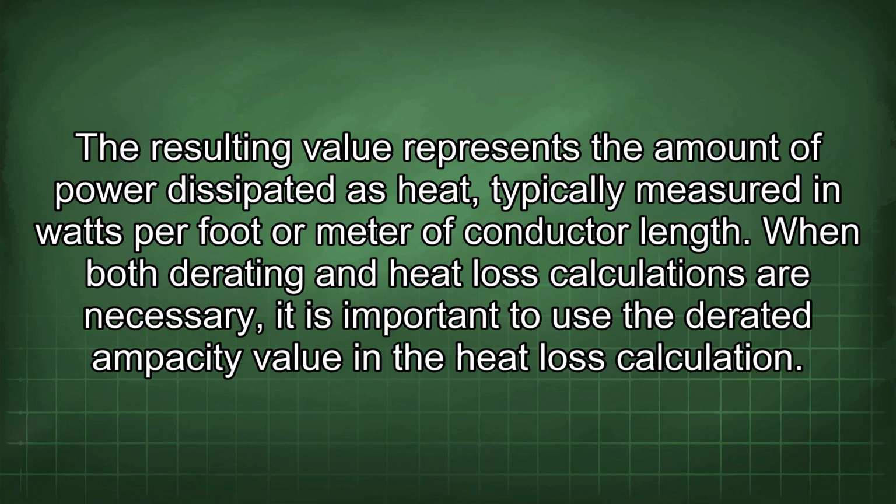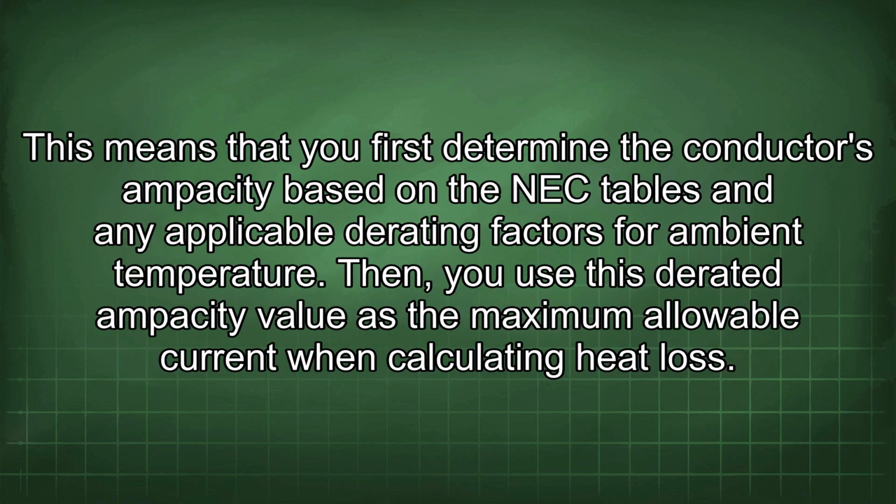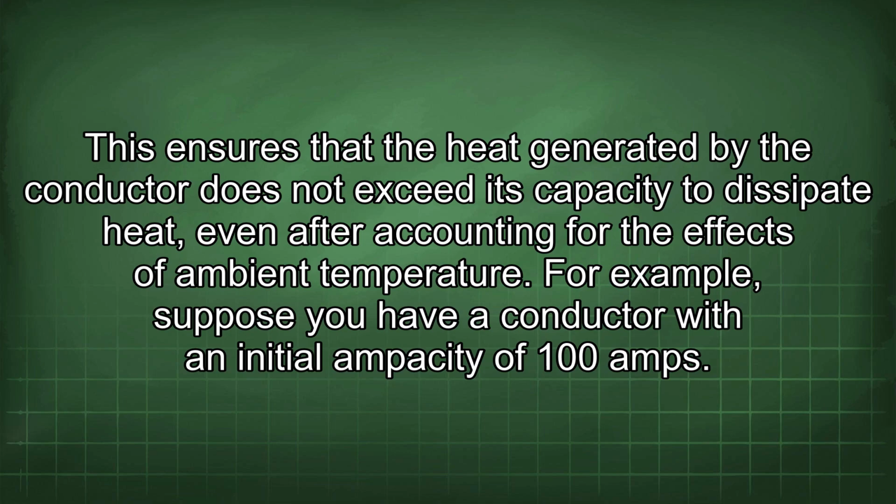conductor length. When both derating and heat loss calculations are necessary, it is important to use the derated ampacity value in the heat loss calculation. This means that you first determine the conductor's ampacity based on the NEC tables and any applicable derating factors for ambient temperature. Then, you use this derated ampacity value as the maximum allowable current when calculating heat loss. This ensures that the heat generated by the conductor does not exceed its capacity to dissipate heat, even after accounting for the effects of ambient temperature.